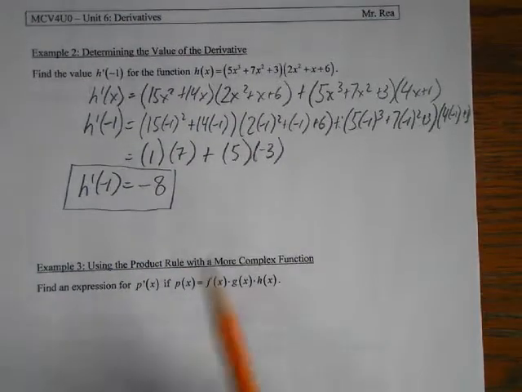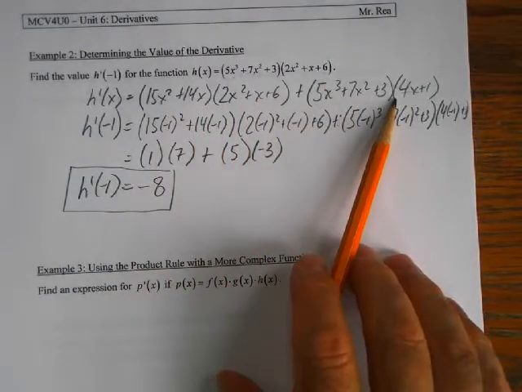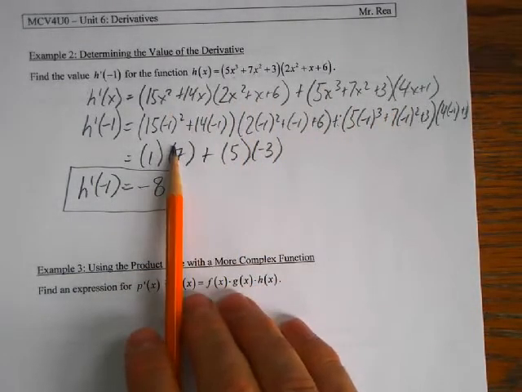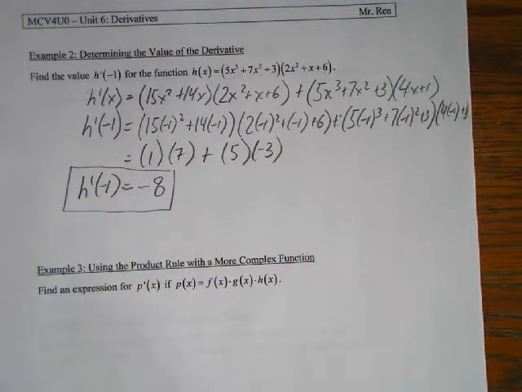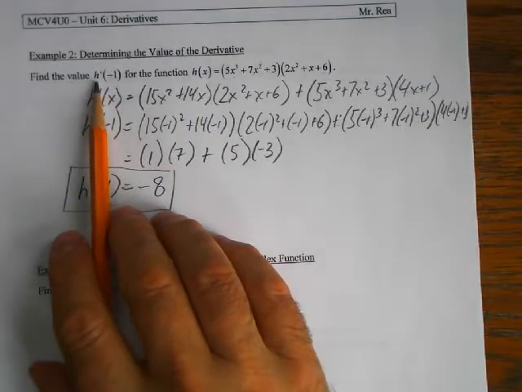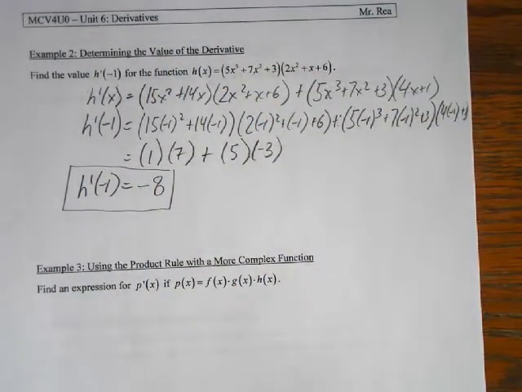So like I said, did we need to simplify this and then substitute? No. If it seems like it's going to be more work to do both, we can just substitute in right away. But if they just ask for h prime of x, we would have to do all the simplifying.